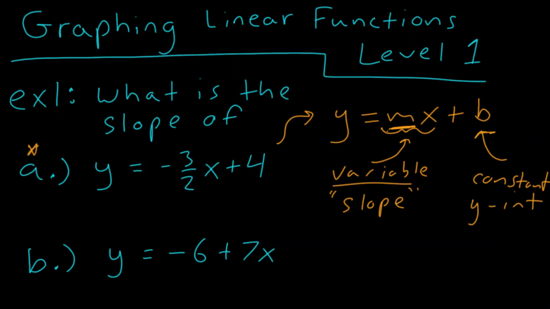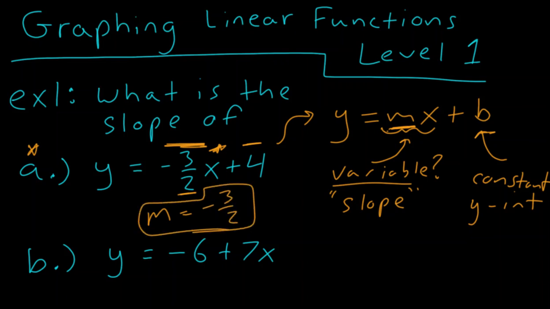When you look at letter A, is it the negative 3 over 2x or the 4? Which one is the variable? Well, we see that the x is right here, so this one must be our variable. So its coefficient, or m, the slope, must be negative 3 over 2. Okay. And typically people will say, well, you just look in front of the x.